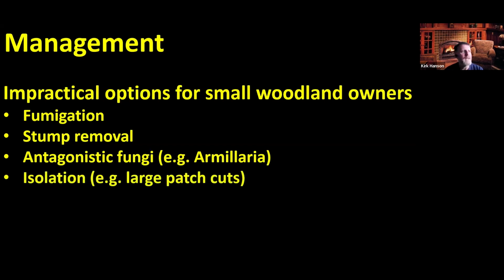And then the last is isolation, which typically requires very, very large patch cuts. Although, depending on the size of the root rot pocket, if it is a small pocket, maybe it's just a small patch cut. But if that root rot has been in your forest for decades and has now infected several acres, then you're going to have an area substantially larger than that to try to isolate it. And I will talk about patch cuts, as I think it's all scale appropriate.